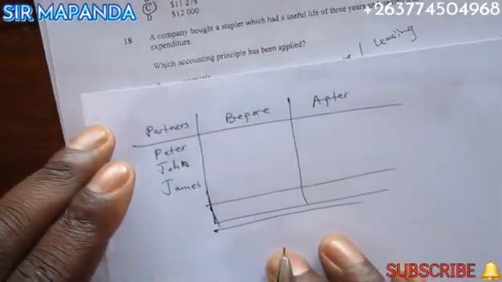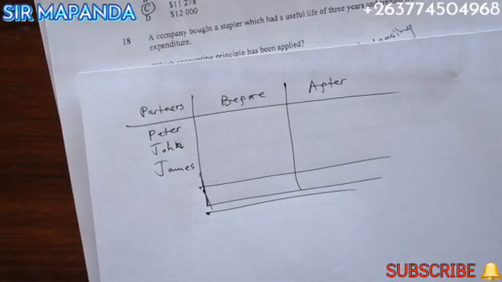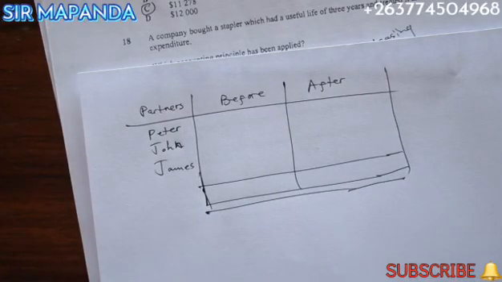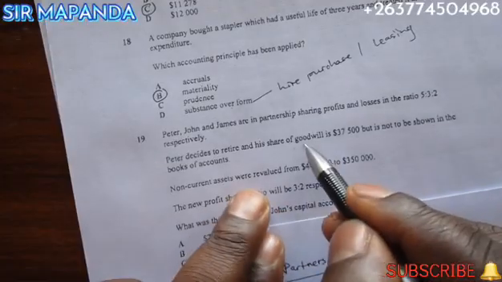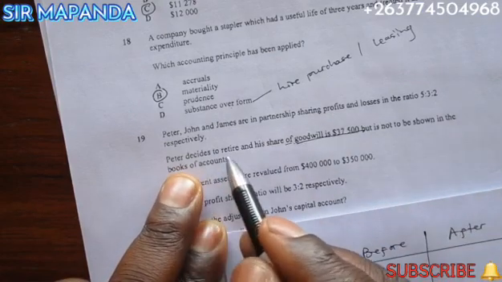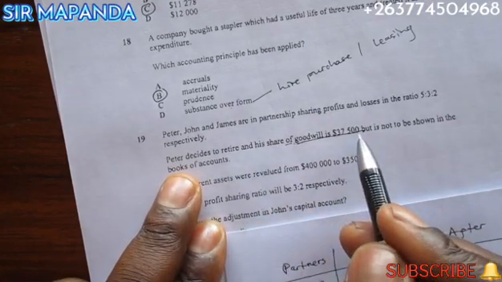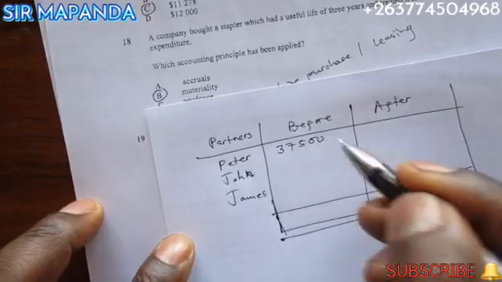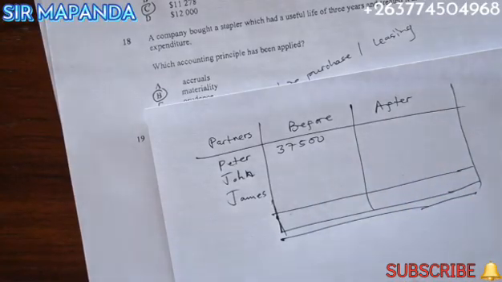So remember, these questions, they normally give us the total goodwill, which we then share using the old ratios and the new ratios. But this time around, the examiner has decided to come with a different angle, right? We are given the share of goodwill for one partner only, who is Peter. So Peter decides to retire and his share of goodwill is 37.5. So I'm going to put 37,500 on Peter, but the total goodwill was not given. So to find the total goodwill, we have to use simple proportion. I hope you are following.